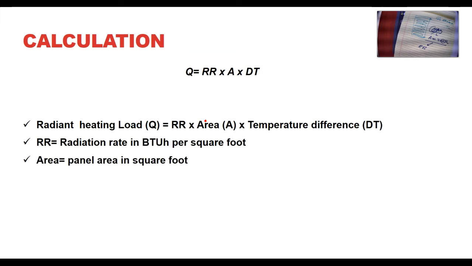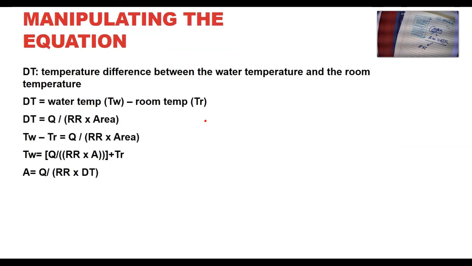Radiation rate, the area of the panel in square feet for each panel. The panel here being the floor, or it could be a wall as well. So again, this is a manipulation of the equation. I know it looks a little bit unorganized, but if you look at the end of the book, it looks much better. So the DT is the difference between the water temperature and the room temperature, and the DT can be calculated.